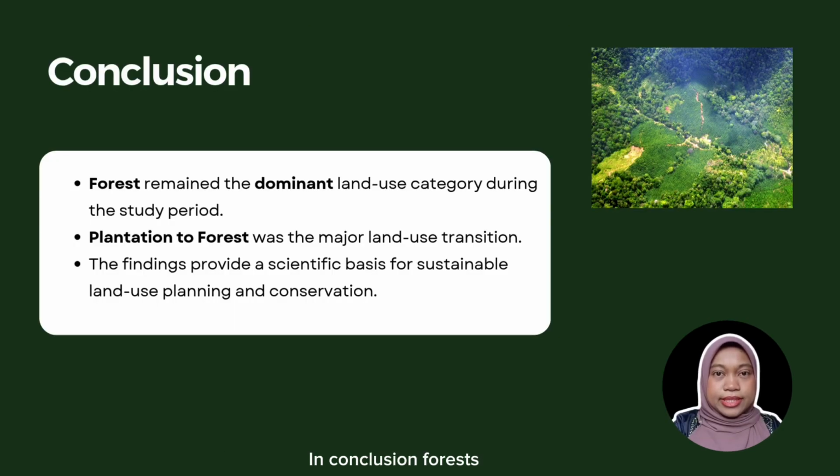In conclusion, forests remain the dominant land use category in Peninsular Malaysia, with plantation to forest identified as the major land use transition during the study period. These findings provide valuable insight into land use dynamics and support sustainable land use planning and conservation efforts.